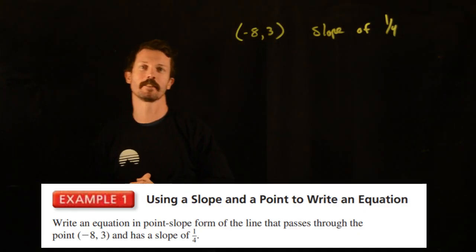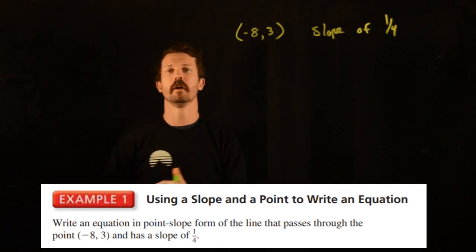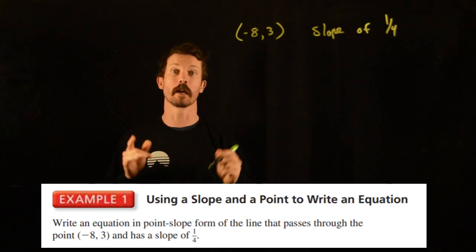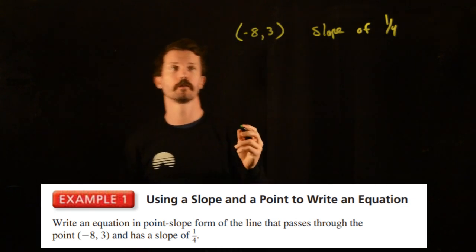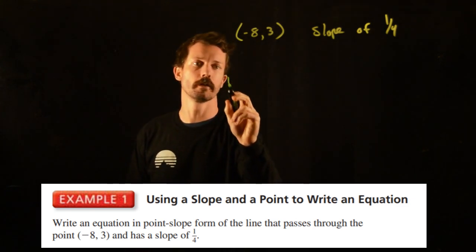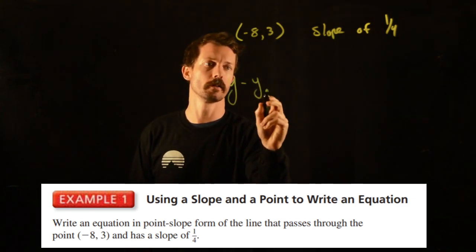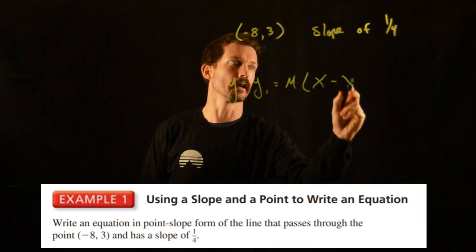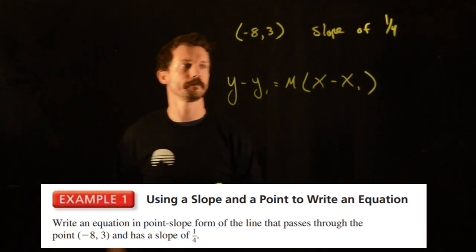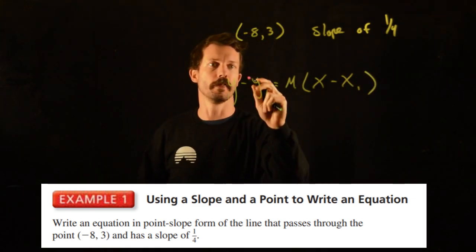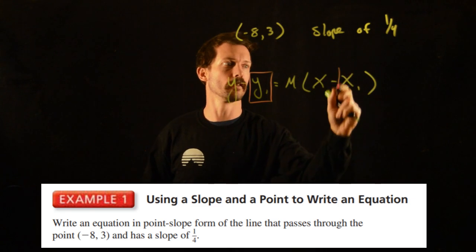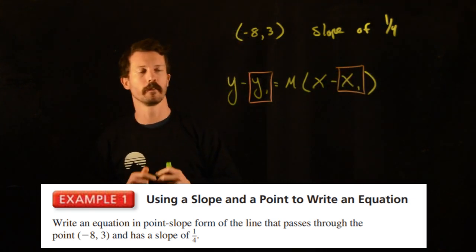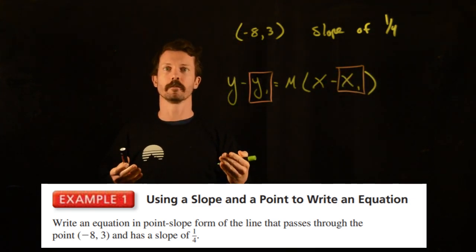Alright guys, so today we're going to take a step away from slope-intercept form and look at point-slope form. You know this from the previous section. Point-slope form is y minus y sub 1 equals m, which is your slope, times x minus x sub 1. And we know that this right here and this right here is the point, the coordinate that is given to us.